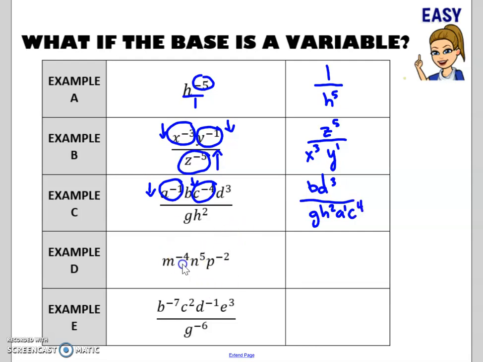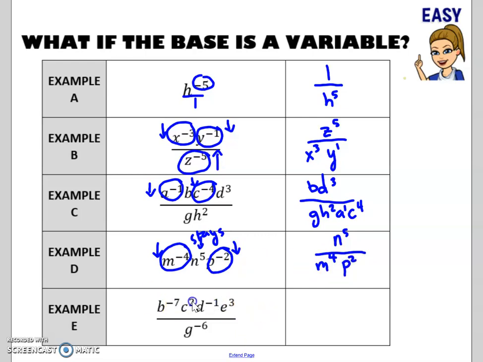Let's keep going. m to the negative 4, so I'm going to have to cross the line, change the sign. p to the negative 2, cross the line, change the sign. What stays in my numerator? That n to the 5th, our little lonely n to the 5th, stays. The other two cross the line, so m comes down to the 4th, and then p comes down, and now it's positive 2.